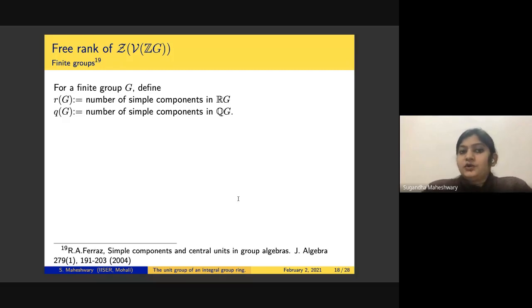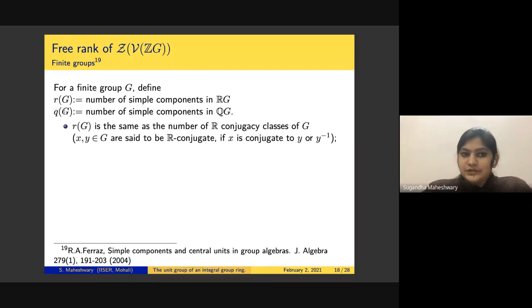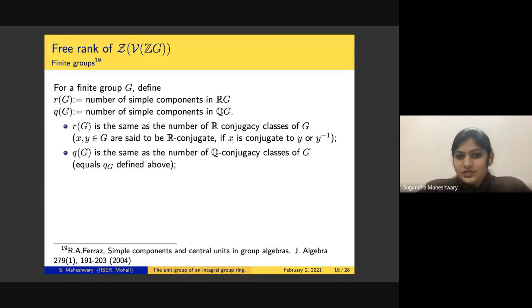So if you look at the number of simple components in RG, the real group algebra, and the number of simple components in QG, we denote them by r(G) and q(G). This q(G) happens to be the same as QG that you saw in the previous slide, that is, the number of Q conjugacy classes. And r(G) is the same as the number of R conjugacy classes, right? By R conjugacy, I mean that X should be conjugate to Y or Y inverse. In Q conjugacy, it could be conjugate to any of the generators, but here we want specifically Y or Y inverse.